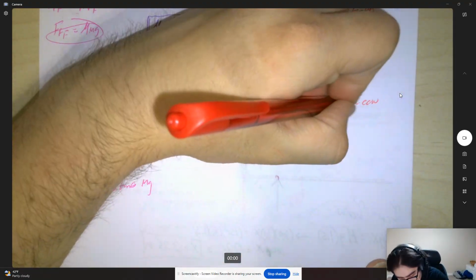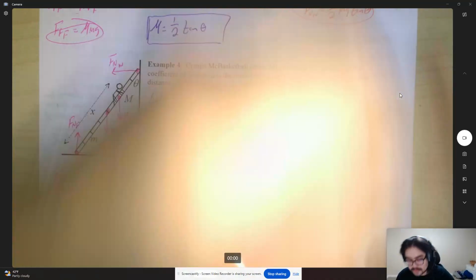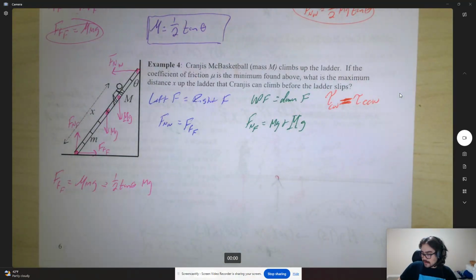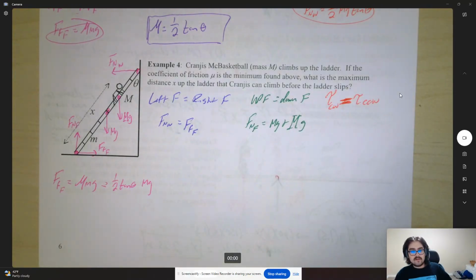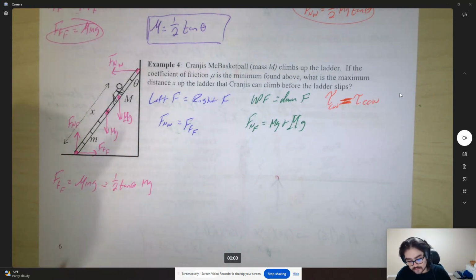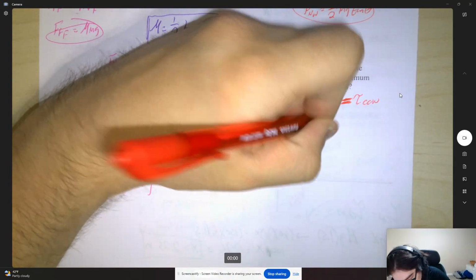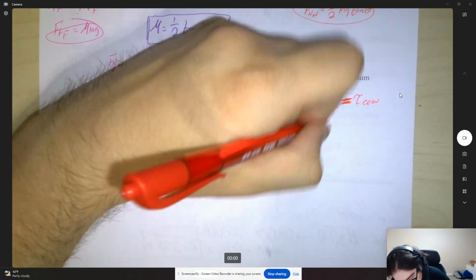Oh, sorry, not plus, equals, okay? It looks like I'm saying not equal to, but it's equals to, okay? Now all I have to do is account for Crangus McBasketball, who's going to go the same direction as mg. So this is really going to turn into 1/2 L mg sine theta.